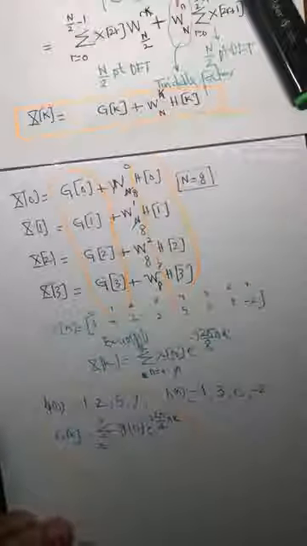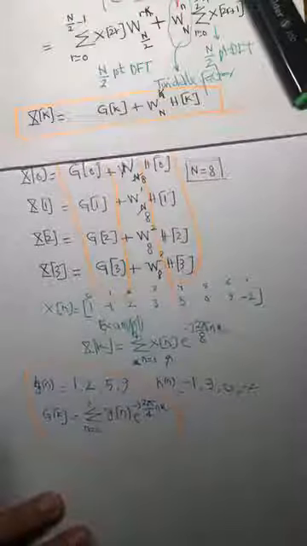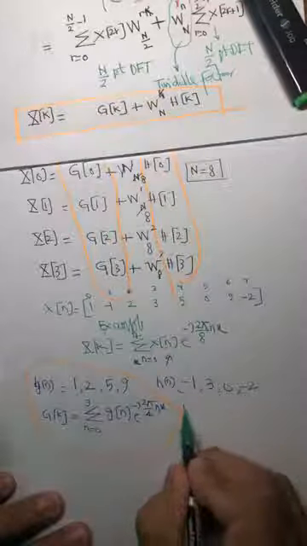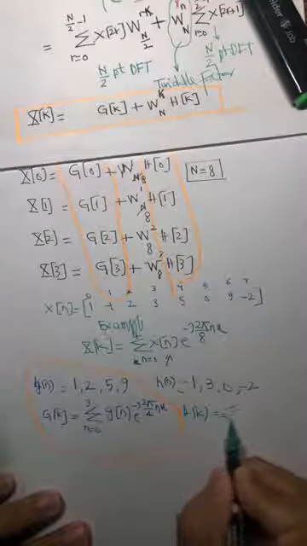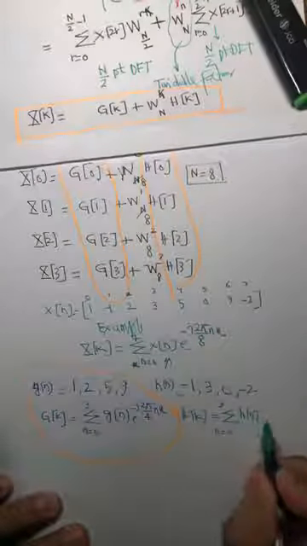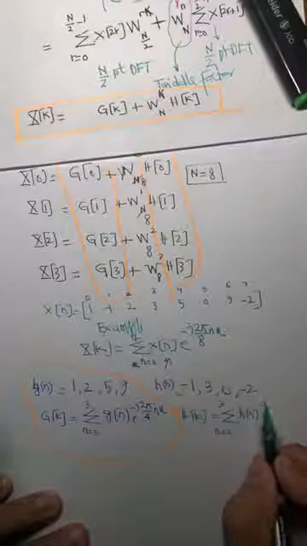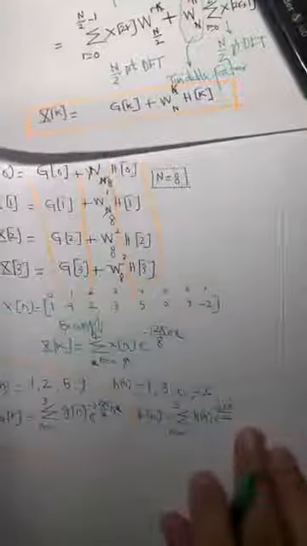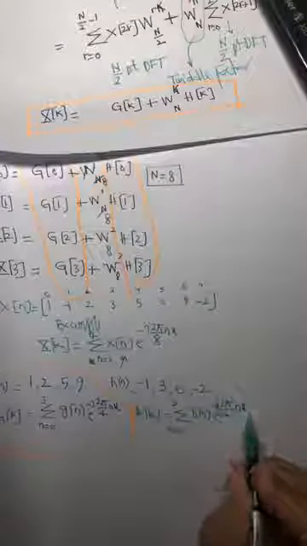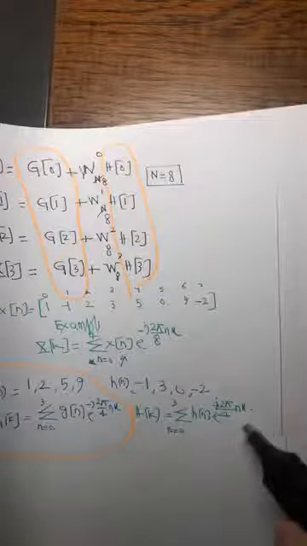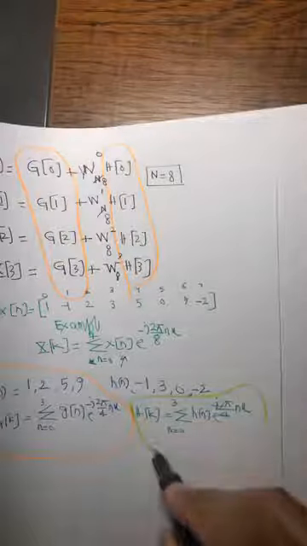And then you calculate a 4 point DFT of H of n, and that is H of k. So simple. n from 0 to 3, H of n exponential minus j 2 pi by 4 n k. So this is the 4 point DFT for these points. Okay.